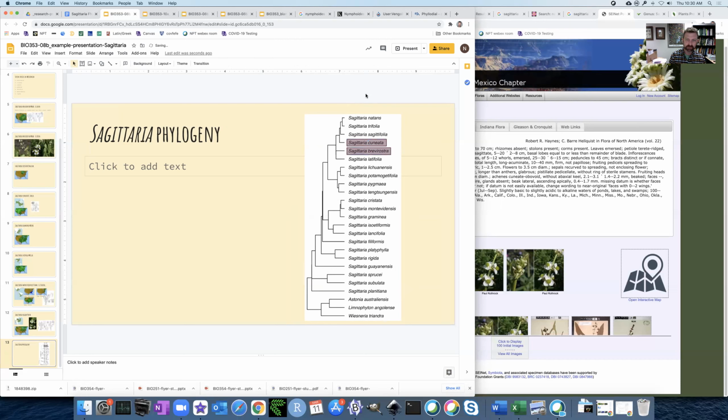So Sagittaria cuneata, brevirostra, latifolia. So 3 so far, and then cristata, montevidensis, graminea, super cool, and rigida. So everyone that we have in our project is actually represented on the tree here.